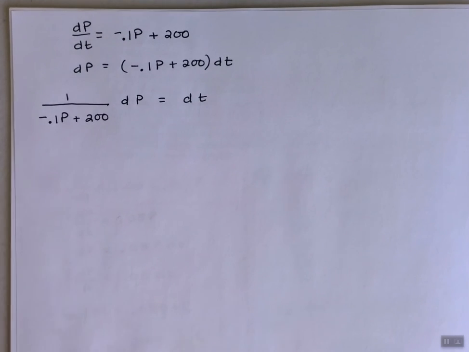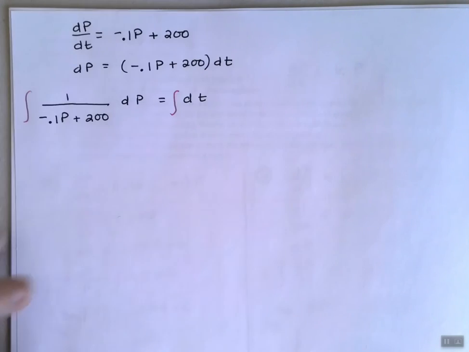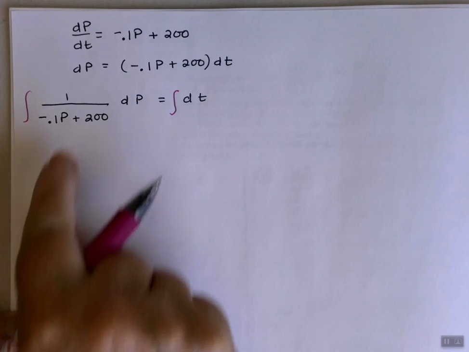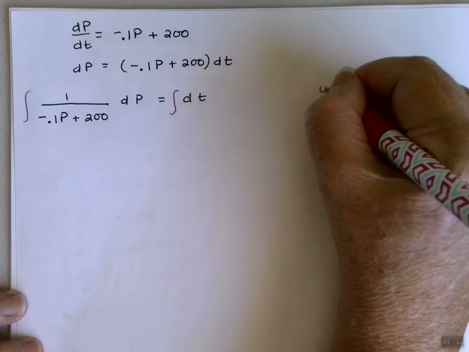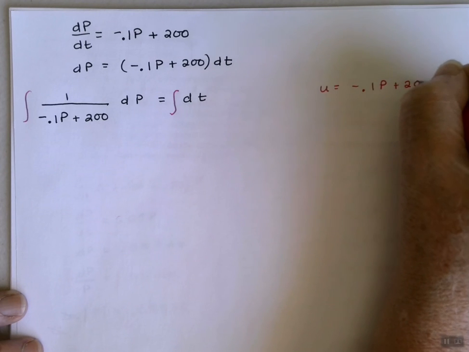All right, I need to integrate both sides. And I know I haven't been writing it out, but this is just a little bit more complex, so I'm going to write out the u substitution for the left-hand side this time. Let's let u equal negative 0.1p plus 200, the whole denominator.